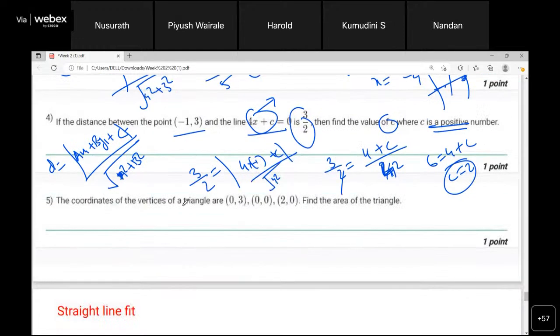Now the coordinates of the vertices of a triangle are given. Find the area of the triangle. I think this was simpler. Just put the formula, it is half of this formula, and you will get the answer. Right?